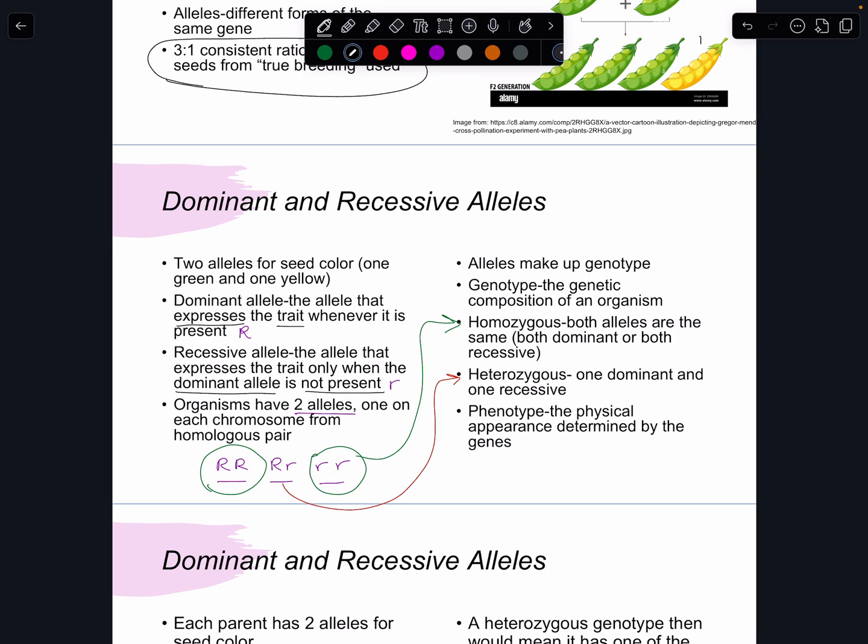So then the phenotype, while the genotype tells us what's coded, the phenotype is the physical appearance. So if this R stands for seed color, and let's say green is dominant, then capital R, capital R and capital R, lowercase r would mean the plant has green seeds. But the phenotype is what is expressed. So the example here would be seed color.